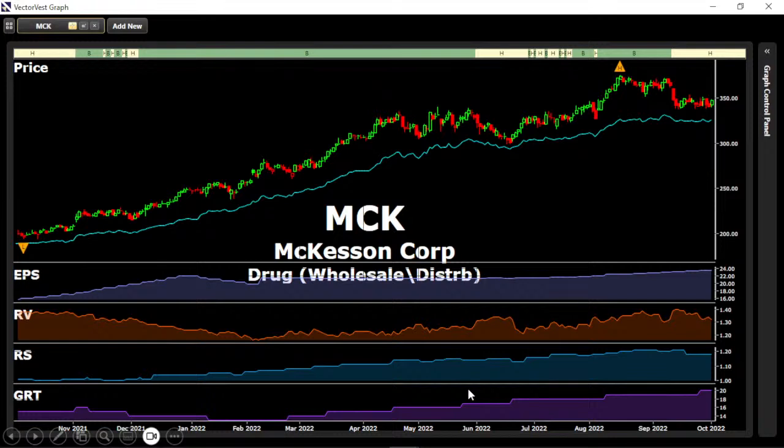Okay, so here's a chart of McKesson. Now, the hard right edge is not June 12th. It's in October of 2022. I'll explain why I went back.